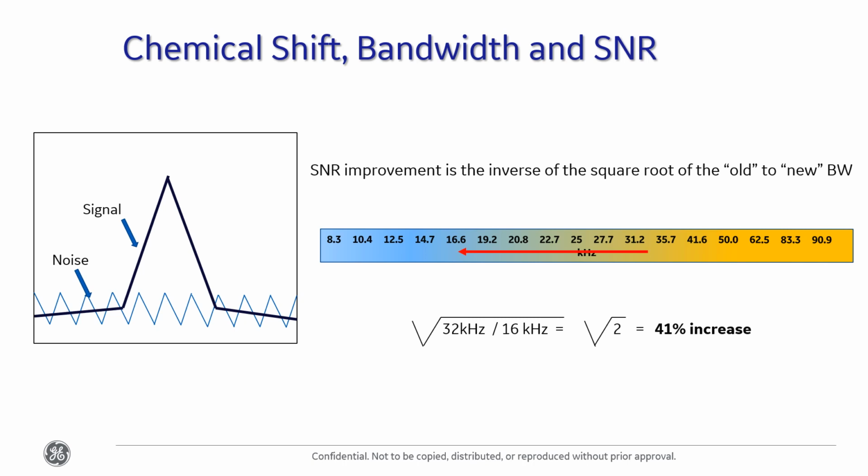Now, we need to remember that signal-to-noise improvement is the inverse of the square root of the old bandwidth to the new bandwidth. So using the example from the last slide, if we had a bandwidth set of 32 kilohertz and we took that down to 16 kilohertz, that is the same as the square root of 2, which is approximately a 41% increase in signal-to-noise. But as we're all very familiar with MRI, nothing comes for free.